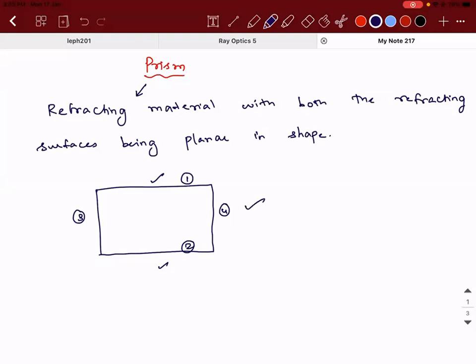So if I ask you if this is a prism, the answer is yes, it's a prism. So what is the name of this prism? It is a rectangular prism, right?